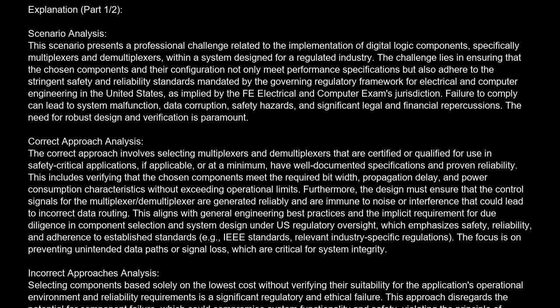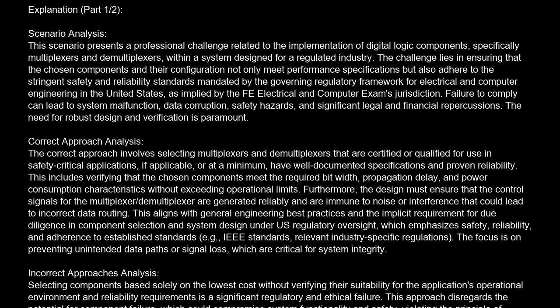This aligns with general engineering best practices and the implicit requirement for due diligence in component selection and system design under U.S. regulatory oversight, which emphasizes safety, reliability, and adherence to established standards, e.g., IEEE standards, relevant industry-specific regulations. The focus is on preventing unintended data paths or signal loss, which are critical for system integrity.